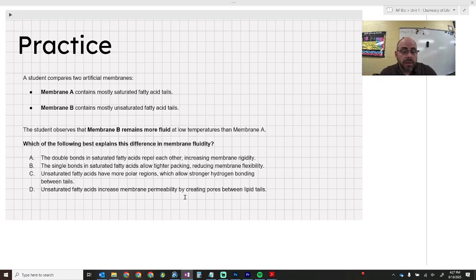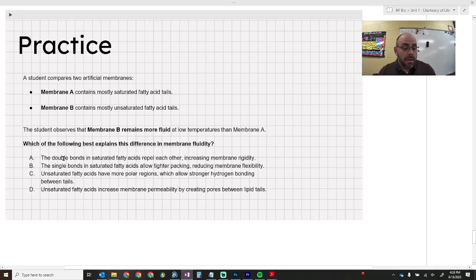Pause the video again if you need to do that, but we know why. Saturated fats are straight. They're not bent, right? And unsaturated fats are bent, and so it doesn't allow them to line up, and so they stay a little more fluid. We're going to go find that now in the answers. We came up with something before we went to ABCD. We're not going to let ABCD confuse us, right? We're going to go find the answer now.